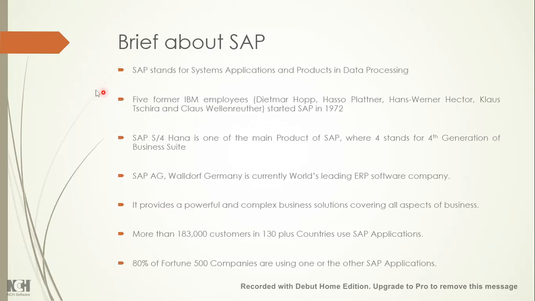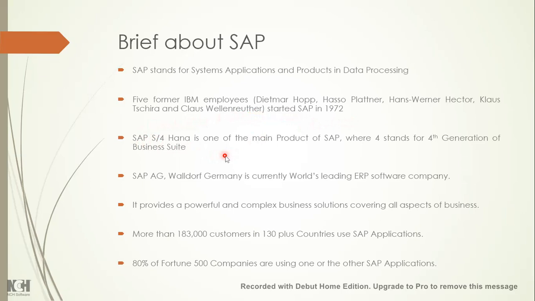So we talk about SAP a lot, right? So what is SAP? SAP stands for Systems, Applications and Products in Data Processing. It's an ERP software, and ERP stands for Enterprise Resource Planning. It was started by 5 former IBM employees: Dietmar Hopp, Hasso Plattner, Hans Werner Hector, Klaus Tschira and Claus Wellenreuther. And they started in 1972.